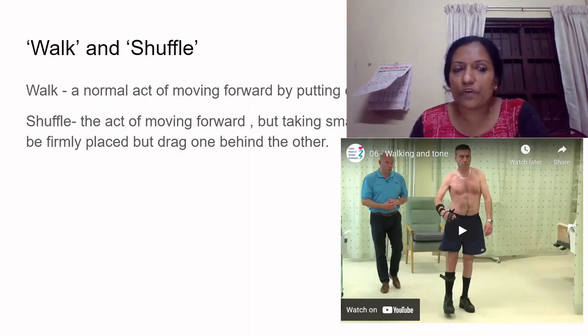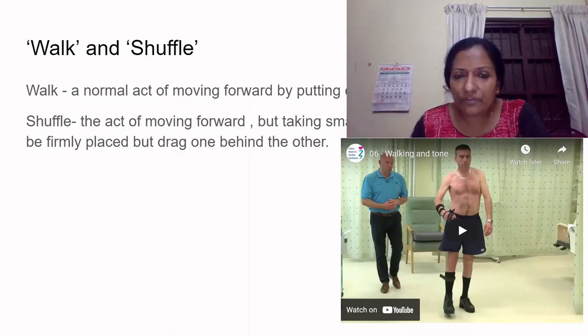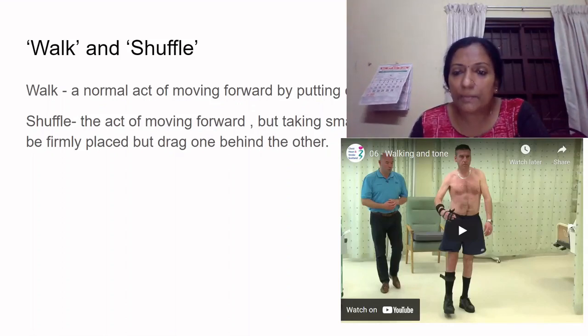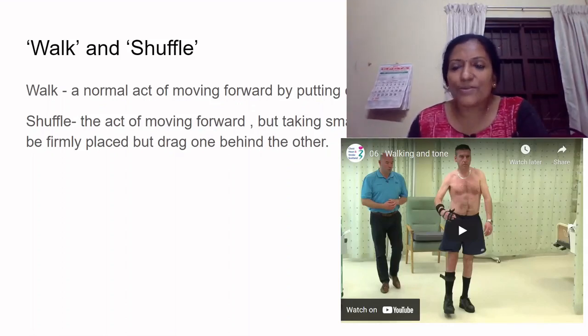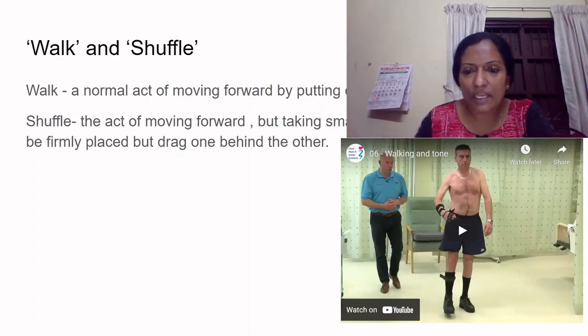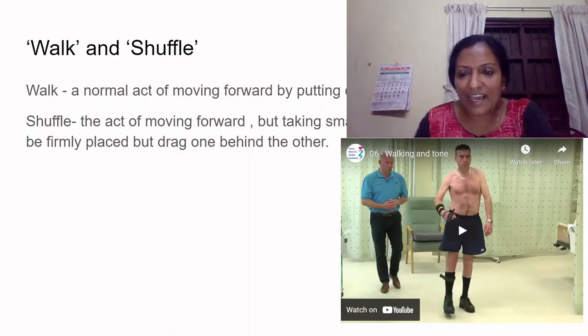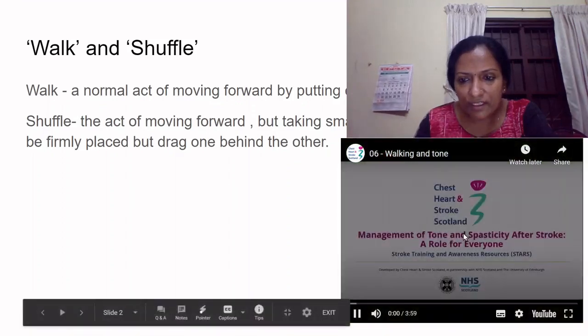and our body moves forward. But in shuffling, the feet are unsteady, and so when we try to put one foot in front of the other, we cannot put it in front, but we have to drag it towards the other. So that is the difference between walking and shuffling. I'll show you how the shuffle looks.